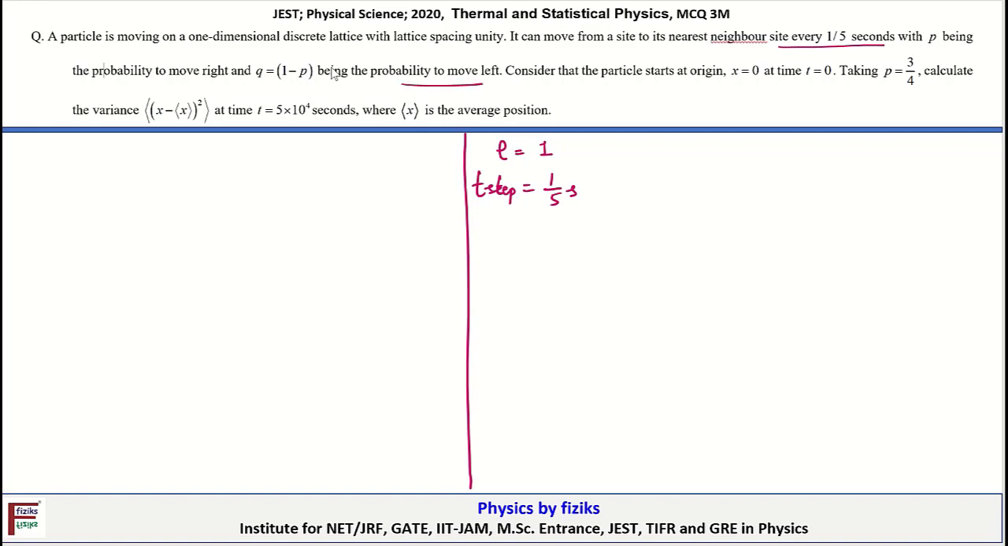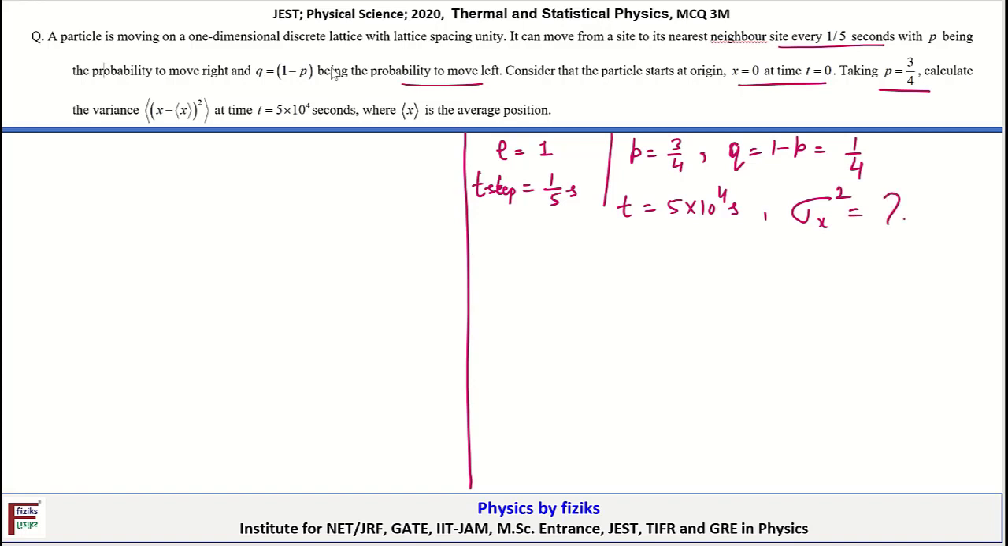to move left. Consider that the particle starts at the origin at time t equal to 0, taking p equal to 3 by 4. So it's further given that p is equal to 3 by 4, and therefore q is equal to 1 minus p, so that is 1 by 4. So we have to calculate the variance at t equal to 5 into 10 power 4 seconds. So what is sigma, the variance in the displacement?